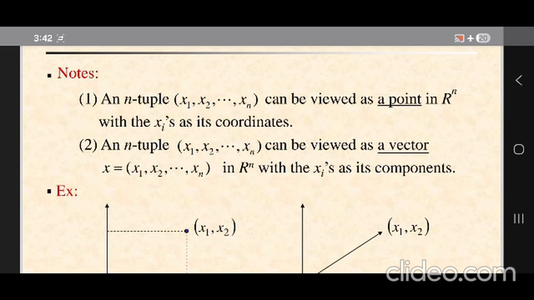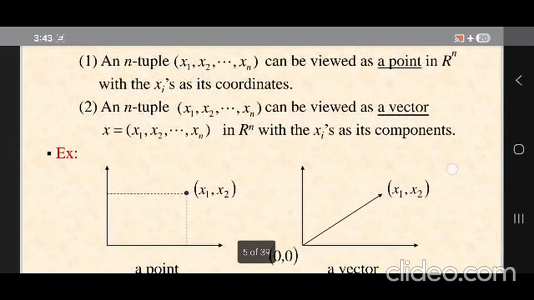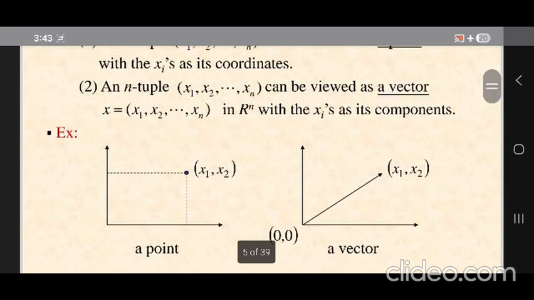Notes. The first one is an n-tuple. Take n real numbers h1, h2, etc., hn; it can be viewed as a point in R power n with the xi as its coordinates. The next one is a vector. An n-tuple h1, h2, etc., hn can be viewed as a vector. Then x equals h1, h2, etc., hn in R power n with the xi as its components. The first figure is a point example, and the second one is a vector example.